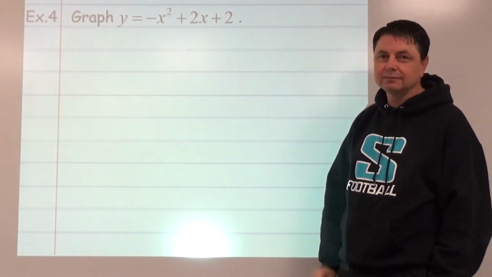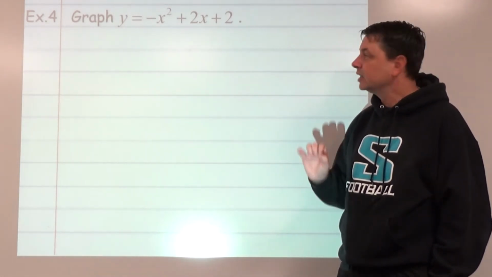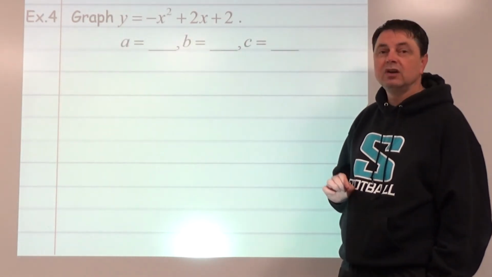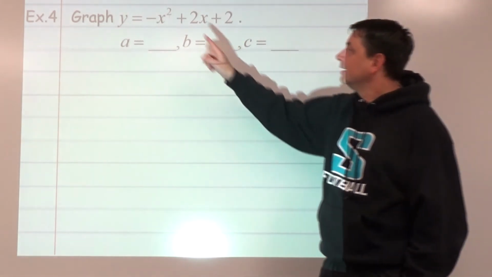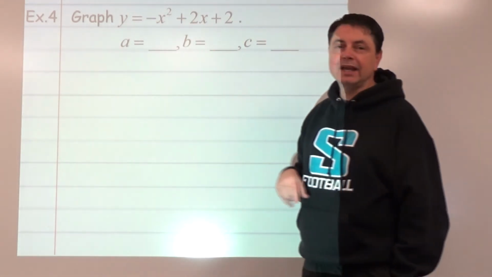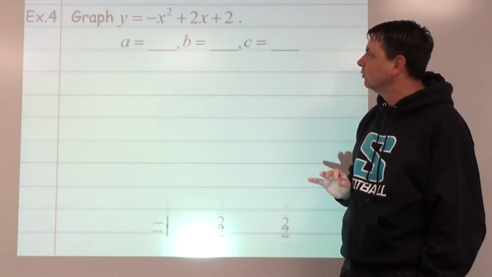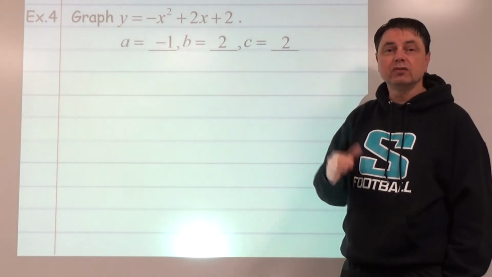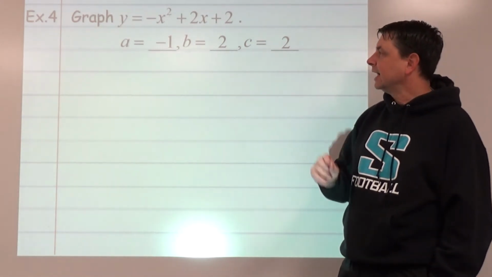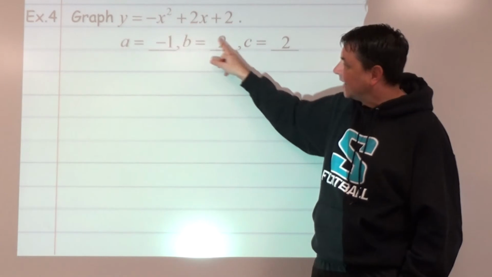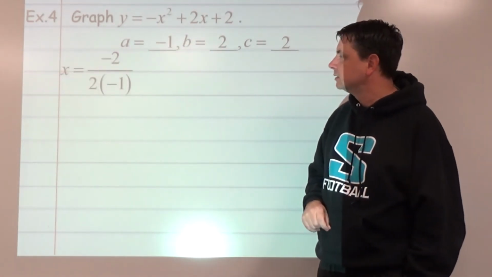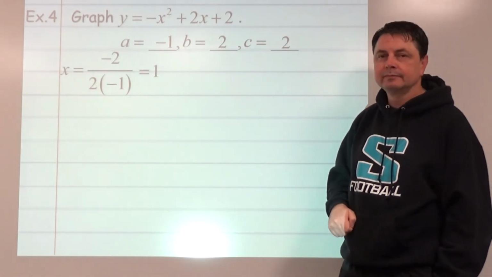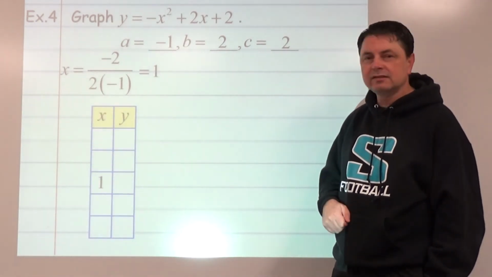Example number 4. Slight difference here. Let's attack it the same way. A equals, B equals, C equals. What does A equal? Negative invisible 1. Negative 1. So that's going to change things a little bit. Negative 1. B is 2. C is 2. Let's find our middle x for our table. X equals the opposite of 2 divided by 2 times the negative 1. So negative 2 divided by negative 2 is positive 1. It's going to be our middle x.